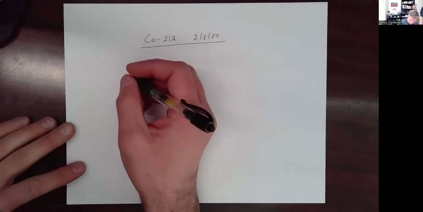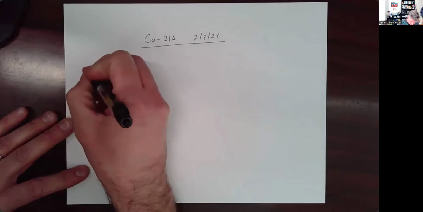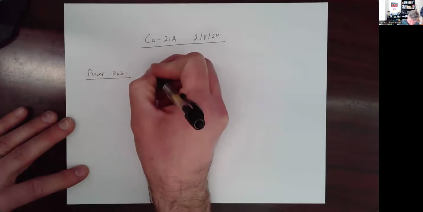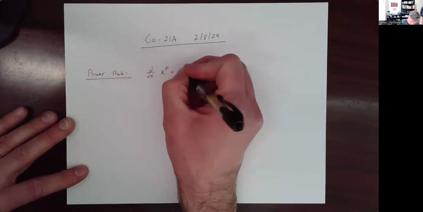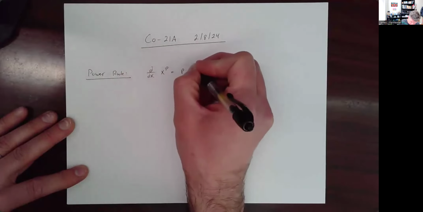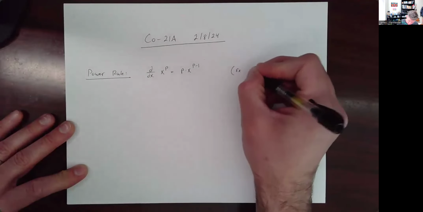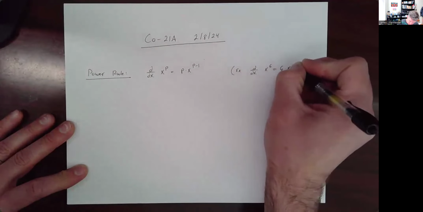So let's go ahead and start with a review of the rules we know so far and the trig derivatives. We'll just make a whole list here. So, power rule: the derivative of x to some power is that power times x to the previous power minus 1. So for example, the derivative of x to the 6th is 6 times x to the 5th.